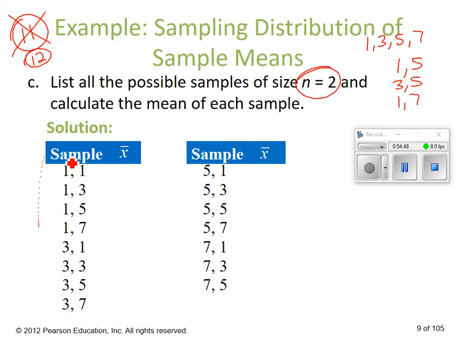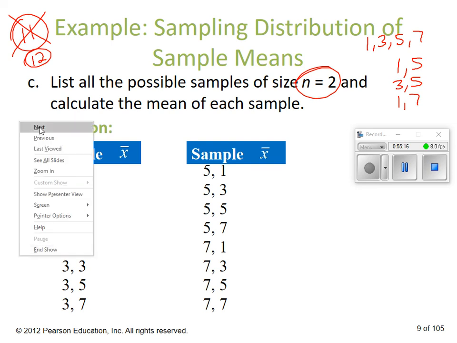So we do it this way, the way I made my list: 1, 1, 1, 3, 1, 5, 1, 7. 3, 1, 3, 3, 3, 5, 3, 7. So on, so on, so on. Just picking them. Once we have that, just like we just did, we'd add them together. This time we're going to add them together and divide by 2. 1 plus 1 is 2. 2 divided by 2, what's the sample mean there? 1. So we just find each mean of all those.